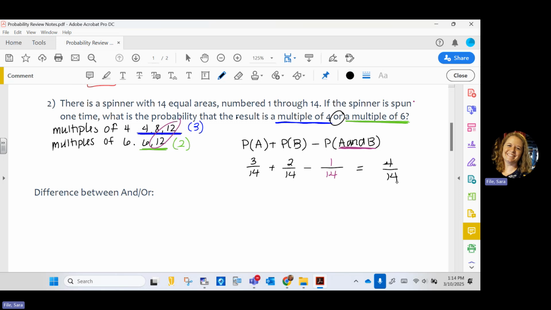And if you can reduce your fraction, you want to reduce it. So that would reduce to 2/7. So there's a 2 in 7 chance that you would land on a multiple of 4 or 6. Okay, you could land on a 4, 6, 8, or 12, and to make this true, those are your favorable outcomes out of your 14 total possible outcomes.